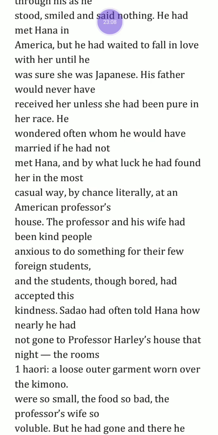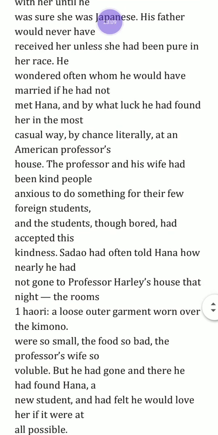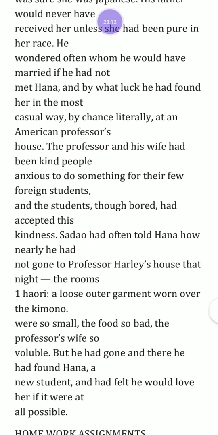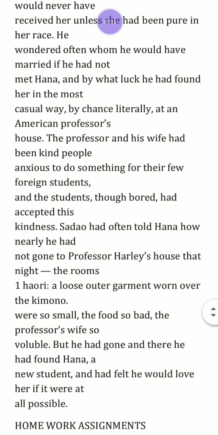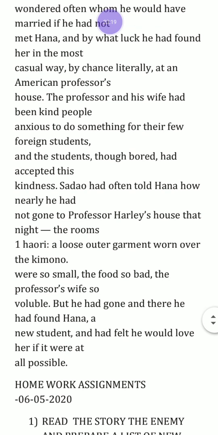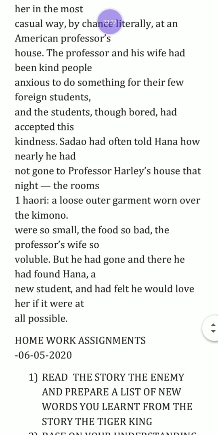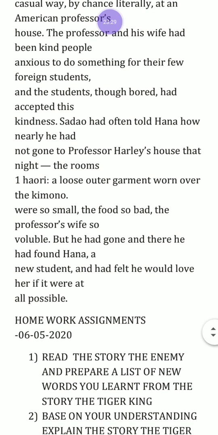His father, and by what luck he had found her in the most casual way, by chance, literally at an American professor's house. It means they had met at that place where he was getting tuition or being tutored. The professor and his wife were people anxious to do something for their few foreign students. They were very helpful. Now the same case is here in modern India and the modern world.